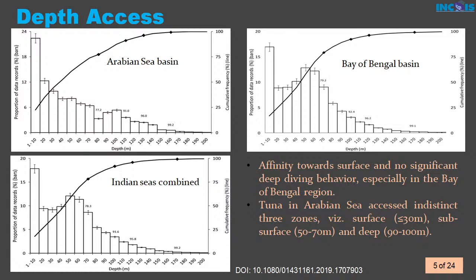Now this contrasts with the previous work done in the Atlantic or Pacific, where regular dives up to 300 meters have been observed. So this is a unique behavior, and we were intrigued why it is happening, why they are not diving deep, as we have seen that the temperatures are still favorable. For tuna, it is known that they can maintain their core body temperature up to 8 degrees Celsius higher than the ambient temperature.